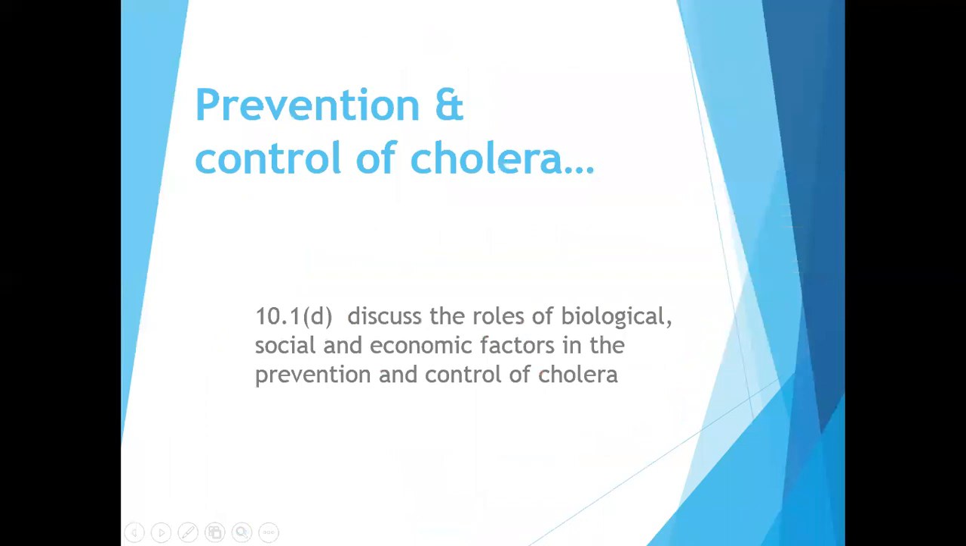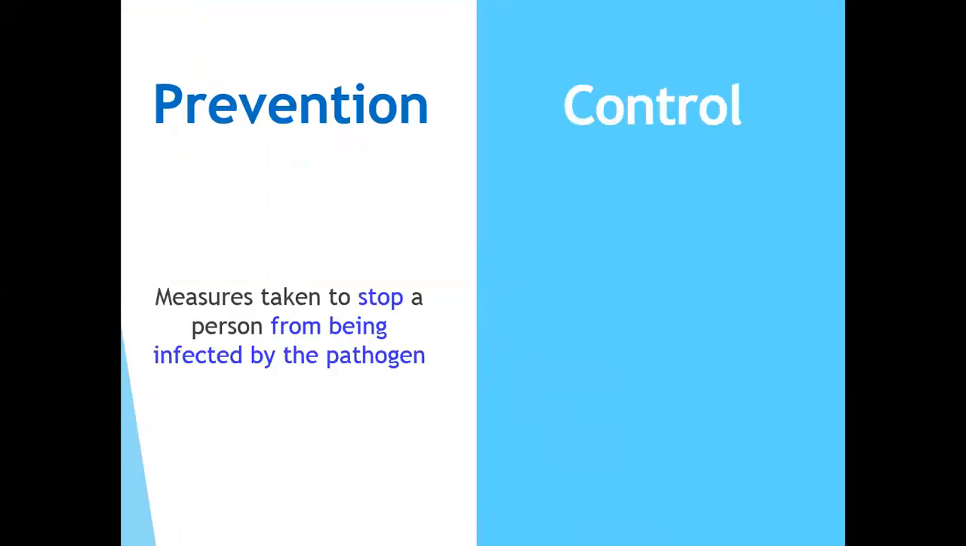So after knowing how the Vibrio cholerae is being transmitted, right, from an infected person to an uninfected person, then you will know how to carry out the preventive measures and control measures of this disease. So in our syllabus for prevention and control of cholera, the candidate should be able to discuss the roles of biological, social, and economic factors in the prevention and control of cholera. So of course, first we want to know what is prevention and control. Then we want to know what are biological, social, and economic factors.